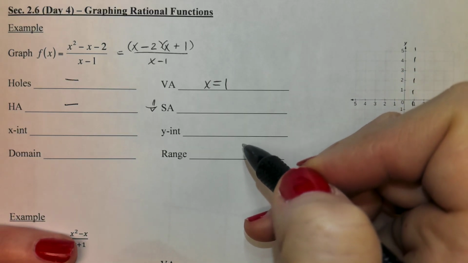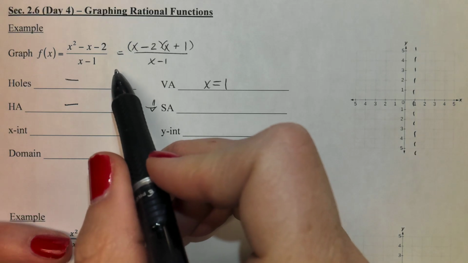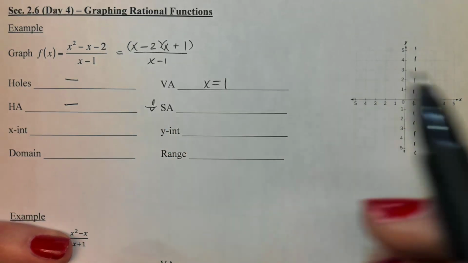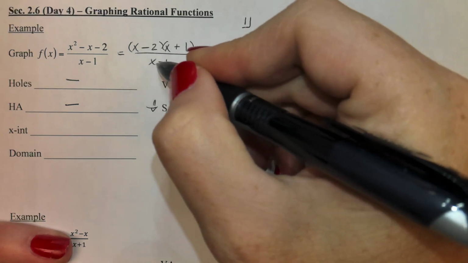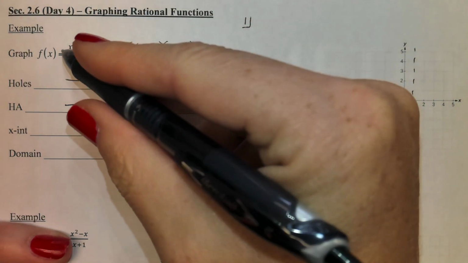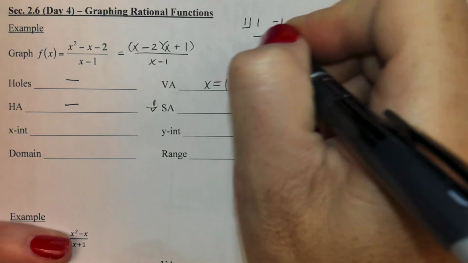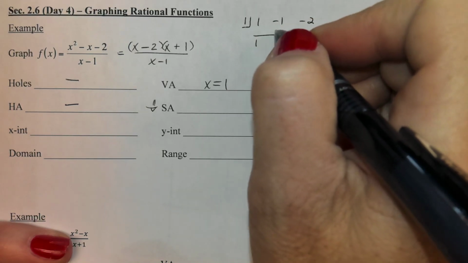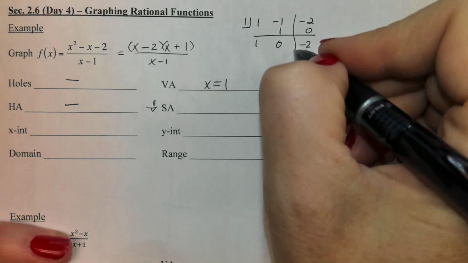So what we're going to do is divide. In this case, we could synthetically divide, which is totally fine. Remember, long division works all of the time, but I'll just synthetically divide this one up here in the corner. So I'll put a 1 in the corner because that's what we're dividing by. And then I've got a 1, a negative 1, and a negative 2. Draw a line. I'll drop the 1 down, times by 1, 0, another 0, and then negative 2.